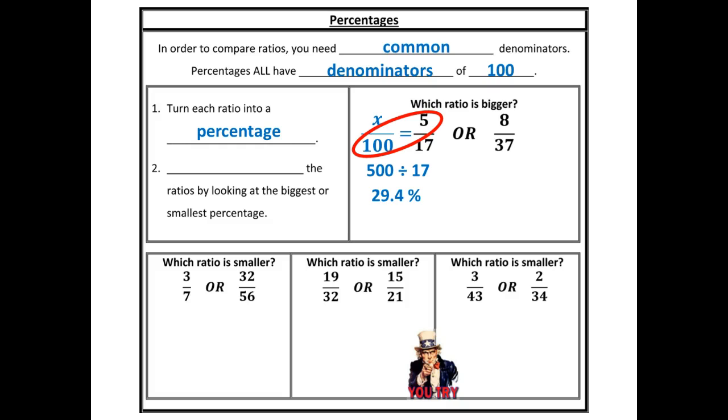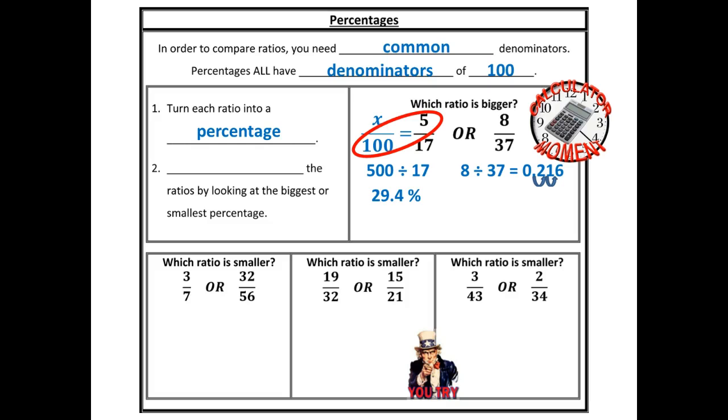There's a more calculator-driven method. So we could just divide 8 divided by 37 in a calculator. That gives us a decimal answer. So I need to turn that into a percentage by either multiplying by 100 or moving the decimal two place values. So we get 21.6 as a percentage. Once we have both ratios represented as percentages, we just compare the ratios by looking at the biggest or smallest percentage. In this case, they're asking which ratio is bigger. 29.4% is bigger, so that means the ratio of 5 to 17 is the bigger ratio.